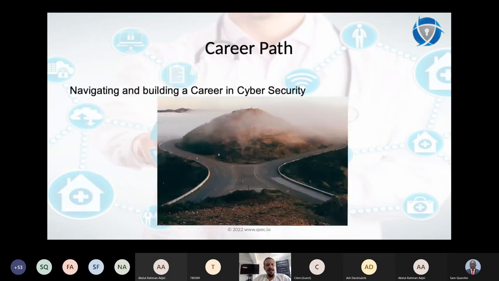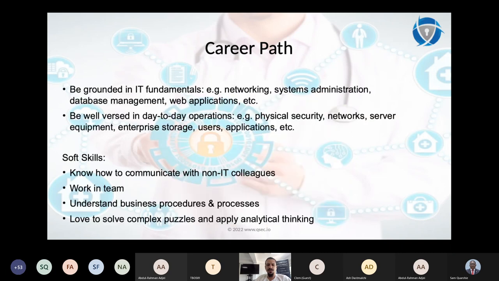So, the last part of my presentation, I'm just going to talk briefly about navigating and building a career in cybersecurity. There's no right or wrong here. There are different paths. You could be from different backgrounds, in IT or outside IT. All it takes is to have an interest and that sort of curiosity to enter the field. So it's good to have a fairly good ground knowledge of IT fundamentals.